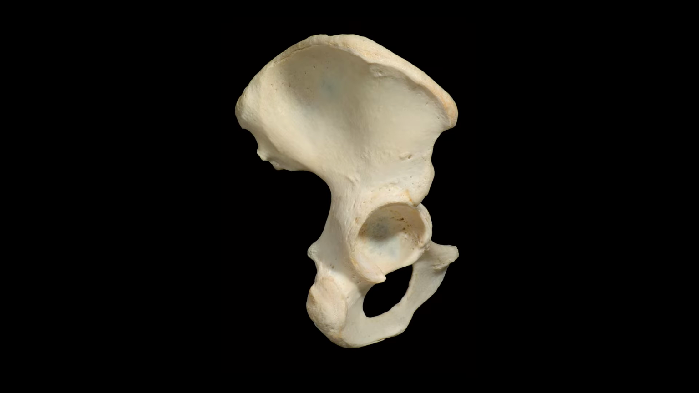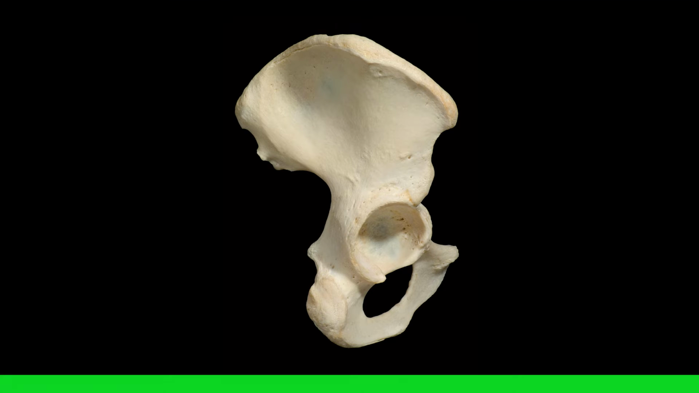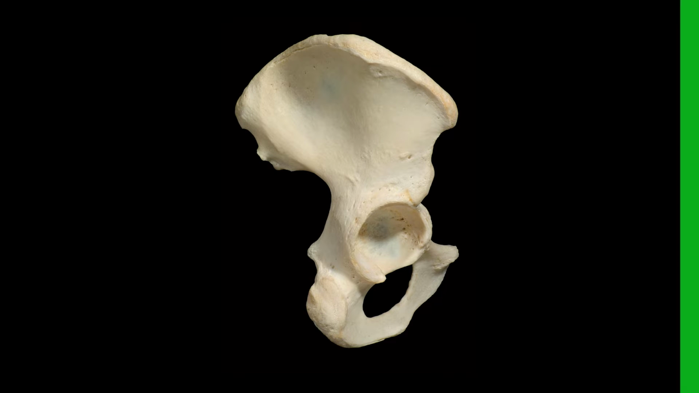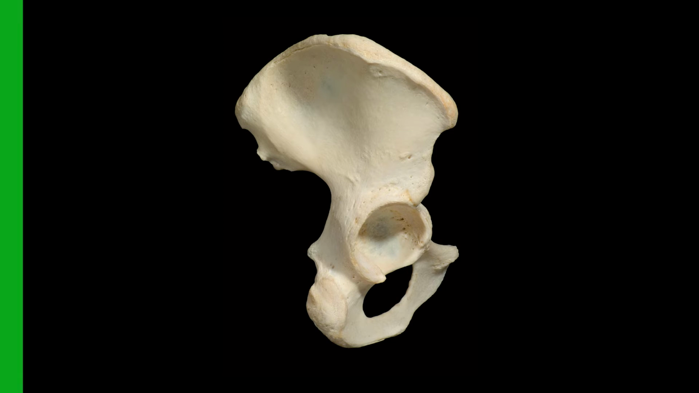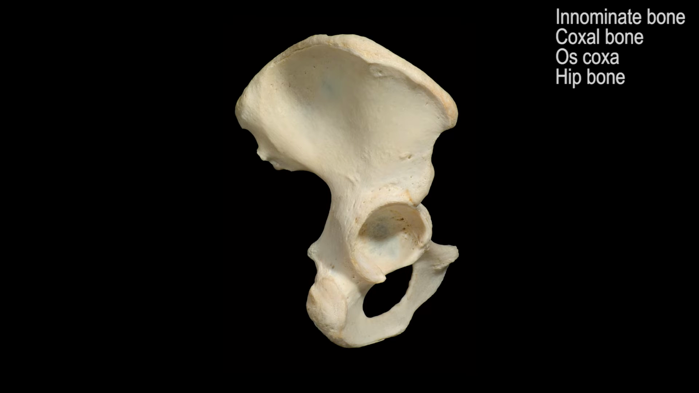Let's explore the prominent bony landmarks of the pelvic bone on the right side of the body with a lateral view. First, for context, proximal or superior is up here, distal or inferior is down here, anterior is to our right side, and posterior is to our left side. The pelvic bone is known by a number of names, including innominate bone, coxal bone, os coxa, and in lay terms is often referred to simply as the hip bone.